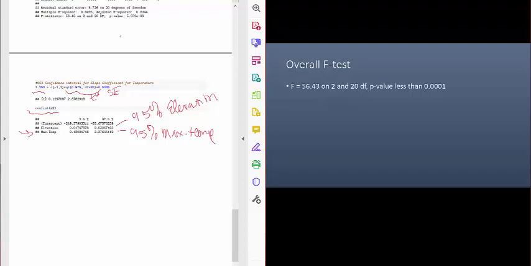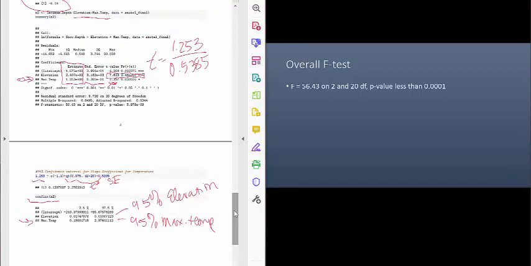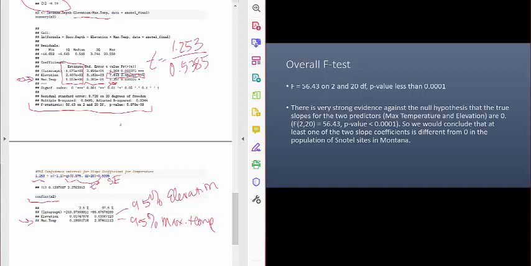For this multiple linear regression model with elevation and max temp as predictors, the F statistic is given in our output of 56.43 using 2 and 20 degrees of freedom and a p-value less than 0.0001. This shows that there's very strong evidence against the null hypothesis that the true slopes for the two predictors, max temperature and elevation, are 0.